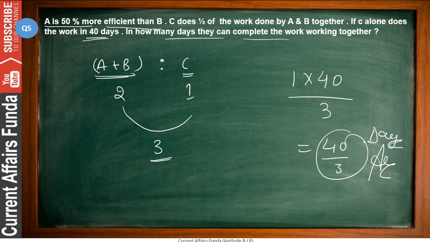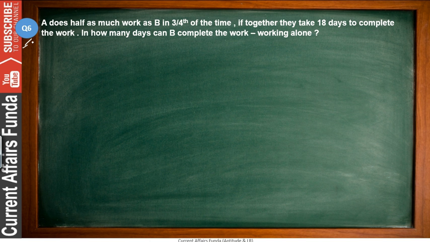Okay, now let's go for problem number 6. Problem number 6 is, friends: A does half as much work as B in 3/4 of the time. This is a very important question, and this question is from SSC CGL previous years. And this is really important as per the railway exams also.